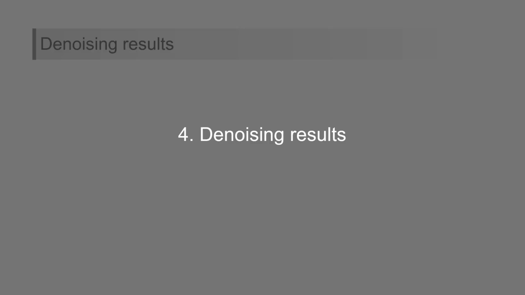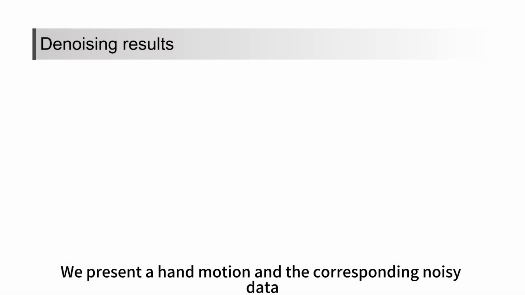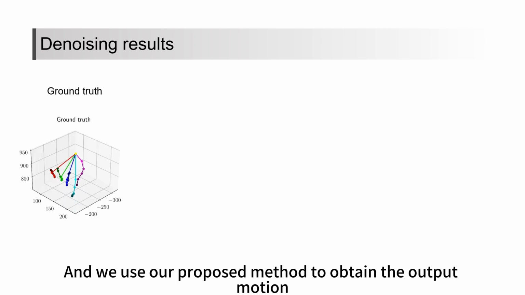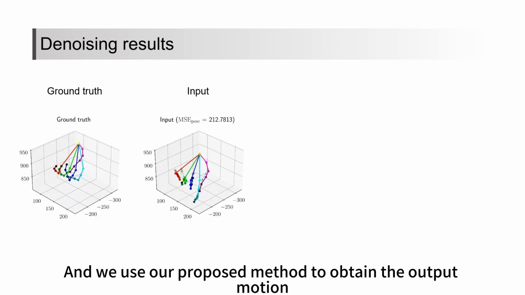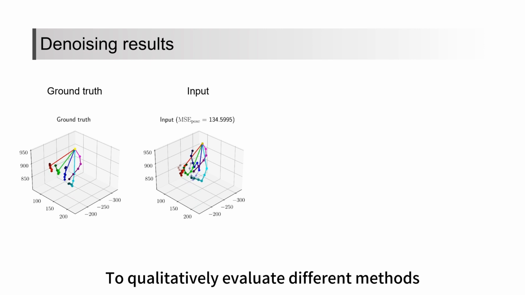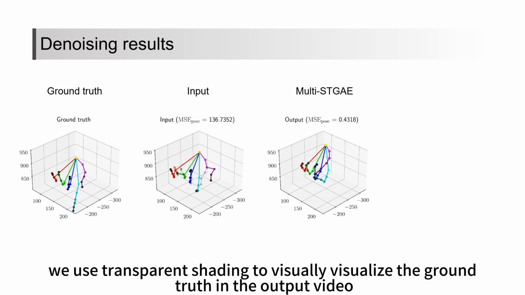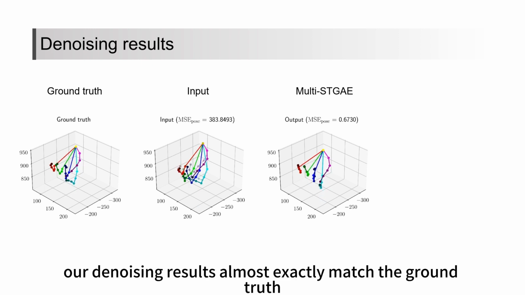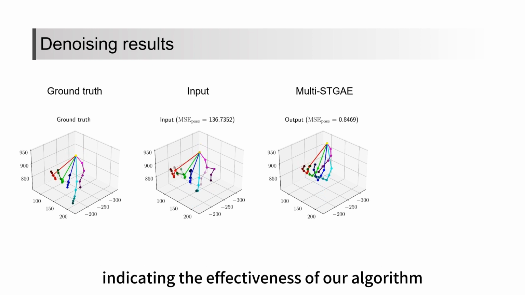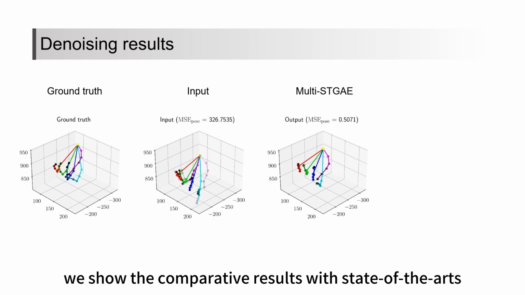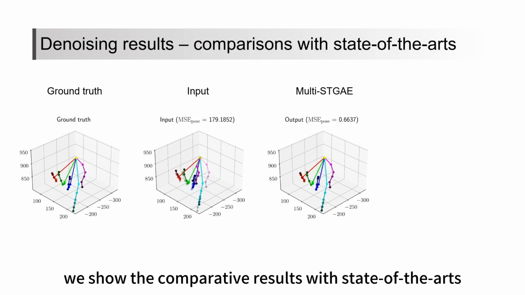Part 4, Denoising Results. We present a hand motion and the corresponding noisy data. And we use our proposed method to obtain the output motion. To qualitatively evaluate different methods, we use transparent shading to visualize the ground truth in the output video. As we can see, our denoising results almost exactly match the ground truth, indicating the effectiveness of our algorithm. Then, we show the comparative results with state-of-the-arts.